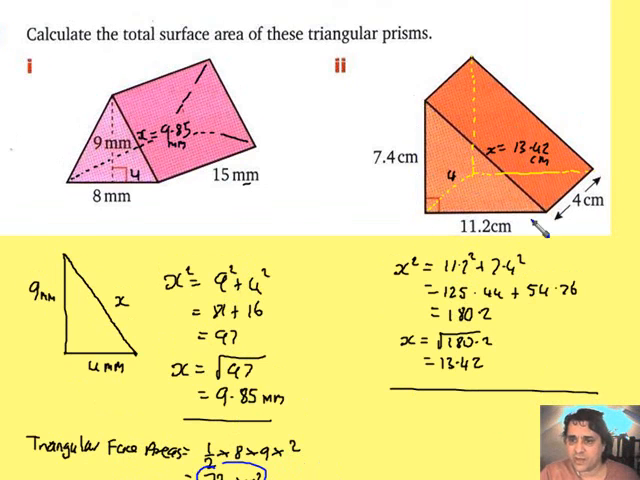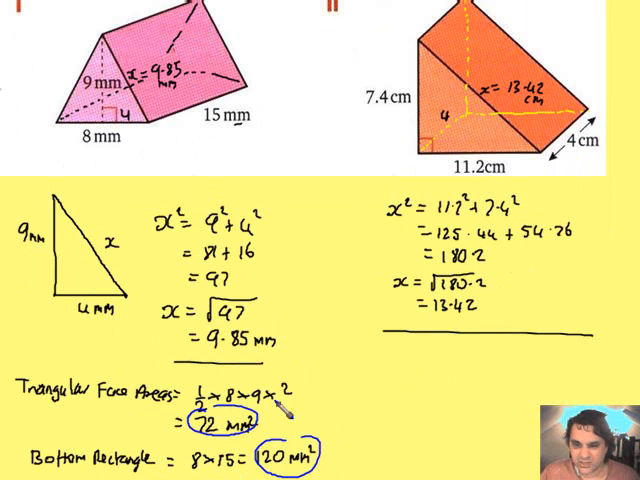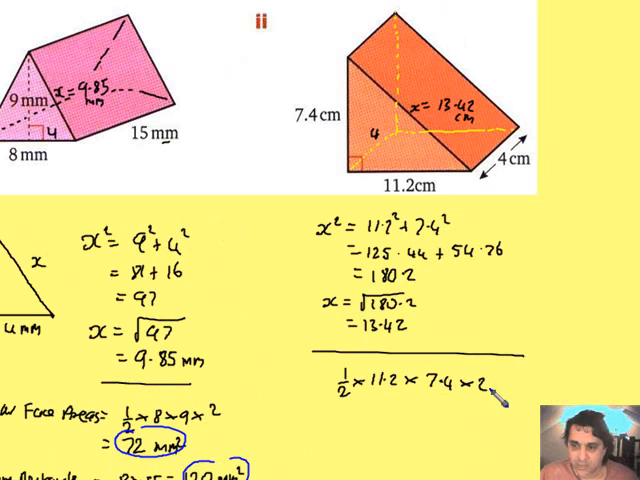Area of this triangle here, half base times height. So let's just jump straight in. I won't use any words. Half times base times height of 7.4. And I've got one at the back as well, so I'm going to double up. That'll be 11.2 times 7.4. That will give me 82.88 centimeters squared. That's the triangle's done.